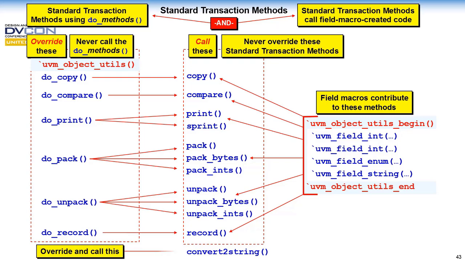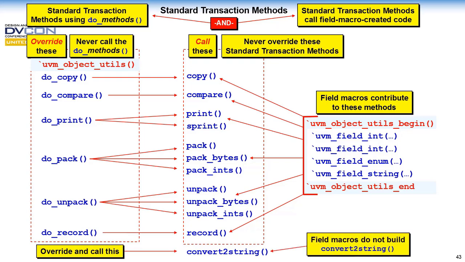If you're using the do methods, you're still going to override and call the convert to string. And the same is true if you're using the field macros. You're still going to override and call the convert to string. That is not automatically populated by the field macros.